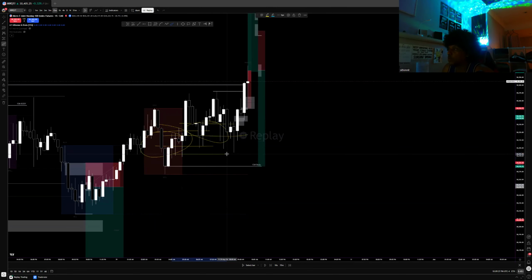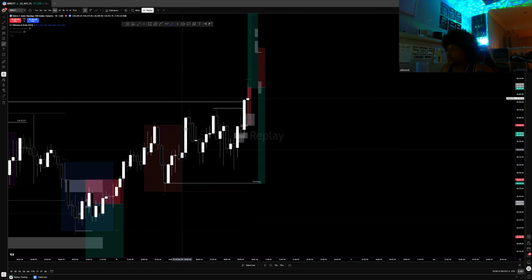This fair value gap is holding because we didn't sweep the third candle low right there, so this fair value gap is still valid. What else? We got a break of structure right there, not a market structure shift. A break of structure, a break of structure, a break of structure. So basically, three breaks of structure.